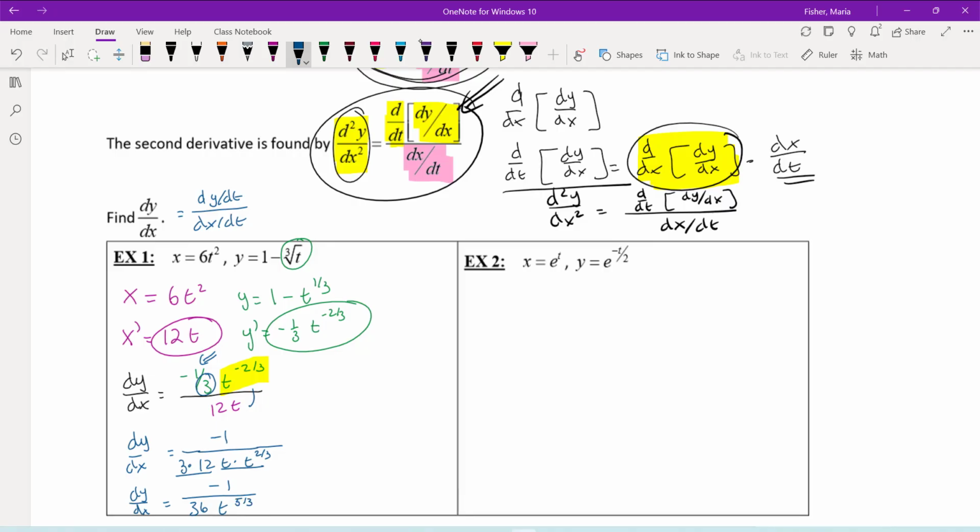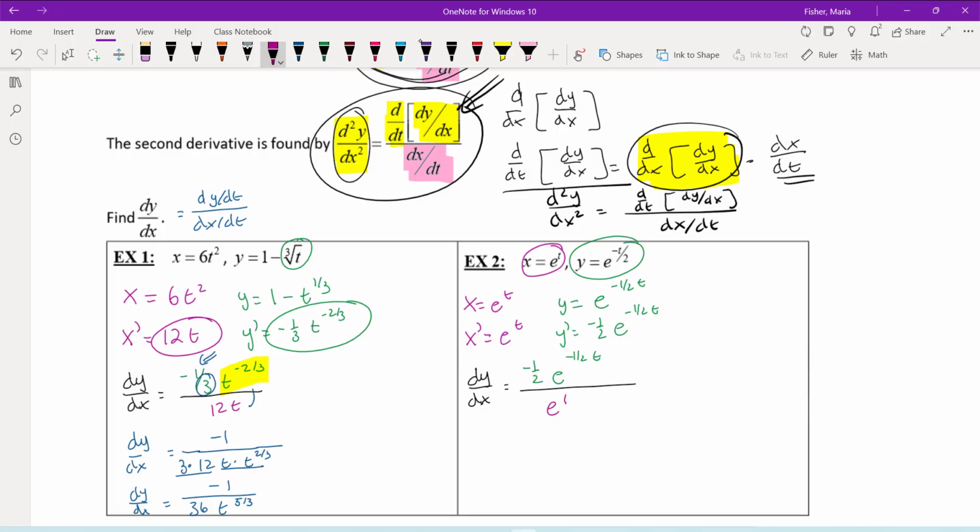Let's look at number 2. Again, we need to find x prime. If x is equal to e to the t, x prime is also equal to e to the t. y here is e to the negative t over 2, which we can write as e to the negative 1/2 t. y prime would then be negative 1/2 e to the negative 1/2 t. Therefore, dy/dx is going to equal this negative 1/2 e to the negative 1/2 t divided by e to the t.